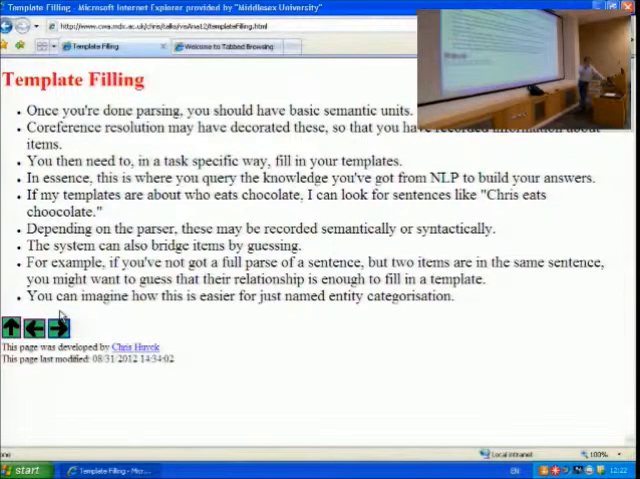The question here is, do you want to have high precision or high recall? If you want to have high recall, you guess. If you want to have high precision, you don't. You can imagine how this is easier for just named entity categorization. So if all you want to do is say this thing is a state or a rocket, that's a lot easier than filling in a full template about what rocket was launched, when was it launched, where was it launched, what was the goal of it, who launched it. Who ate chocolate is a much easier task, probably harder than named entity recognition.